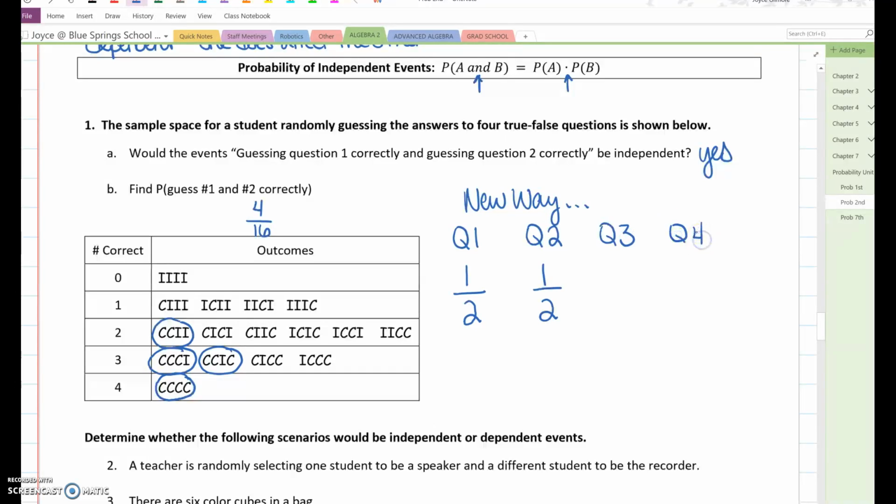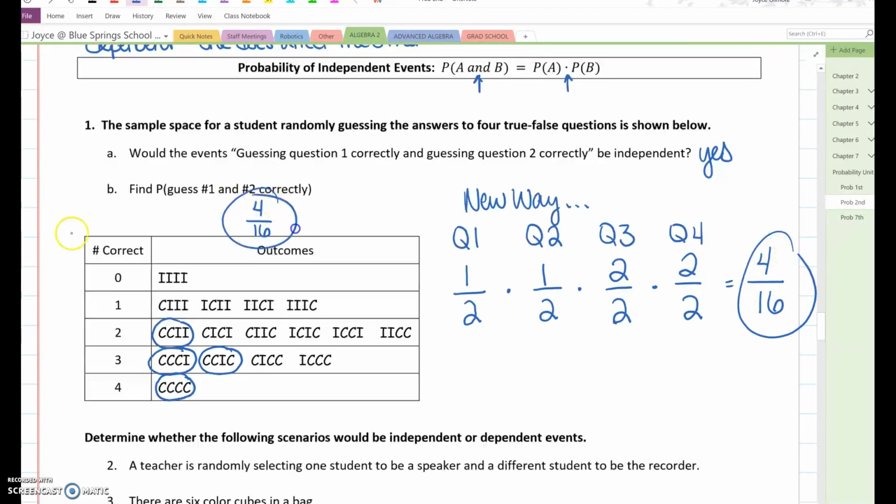We have to consider guessing on question 3 and guessing on question 4. Question 3, in this particular example, do we care if question 3 is correct or incorrect? We don't care, so 2 out of 2. We could guess correct, we could guess incorrect, both of them would be fine. Same thing with question 4. These are all independent events, so we can multiply them together. On the top, 1 times 1 times 2 times 2 is 4. On the bottom, 2 times 2 times 2 times 2 is 16. Notice we got 4/16, just like we did by counting in the sample space.